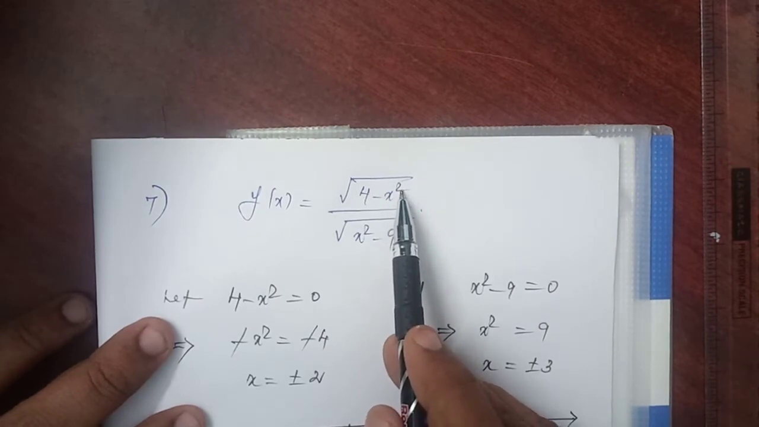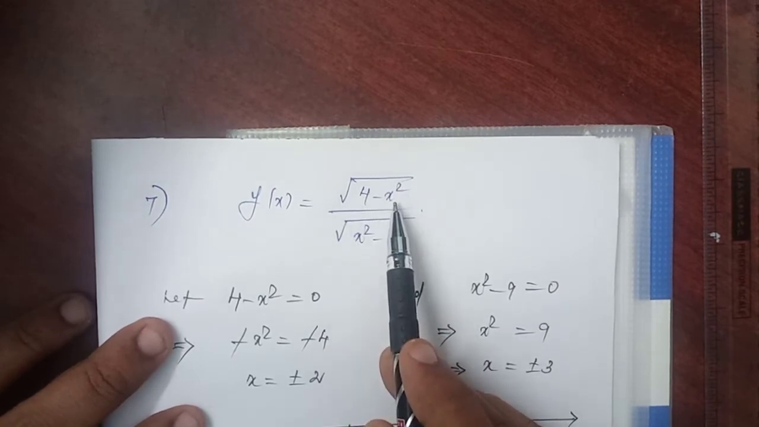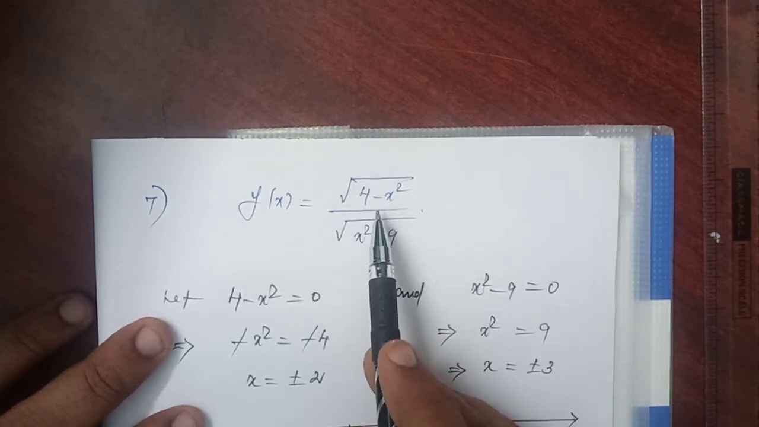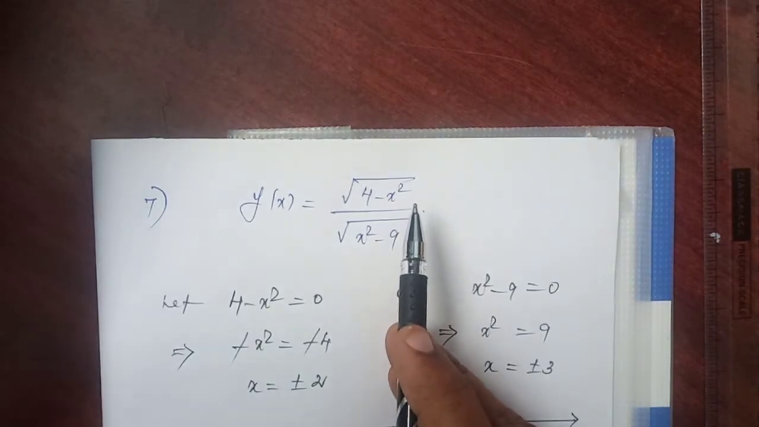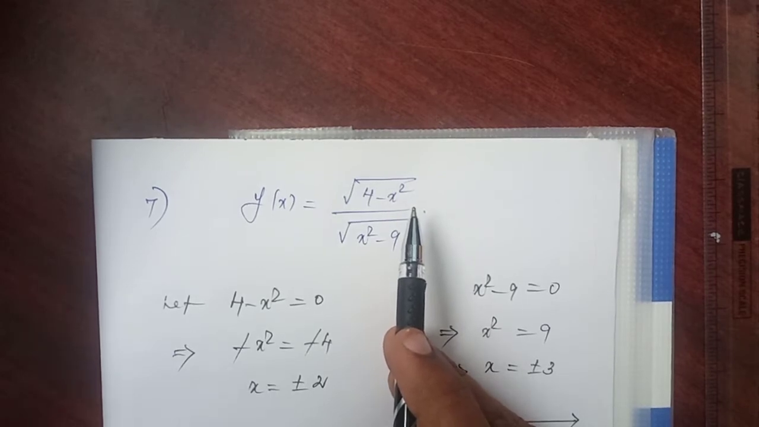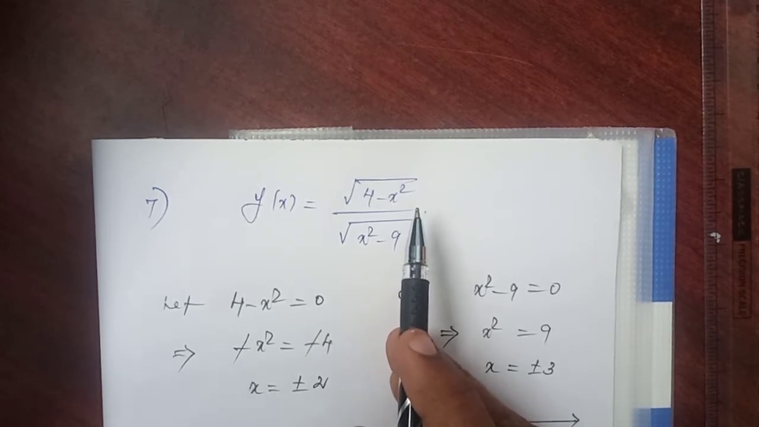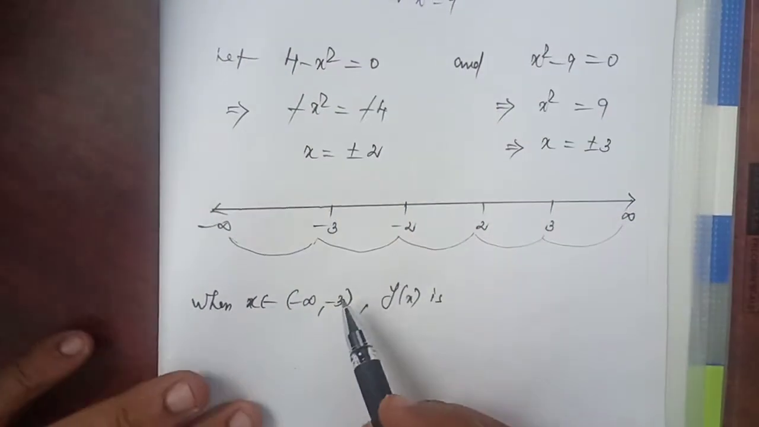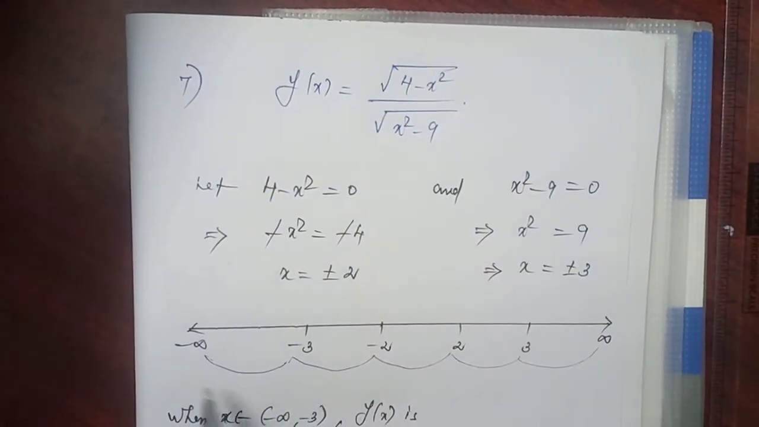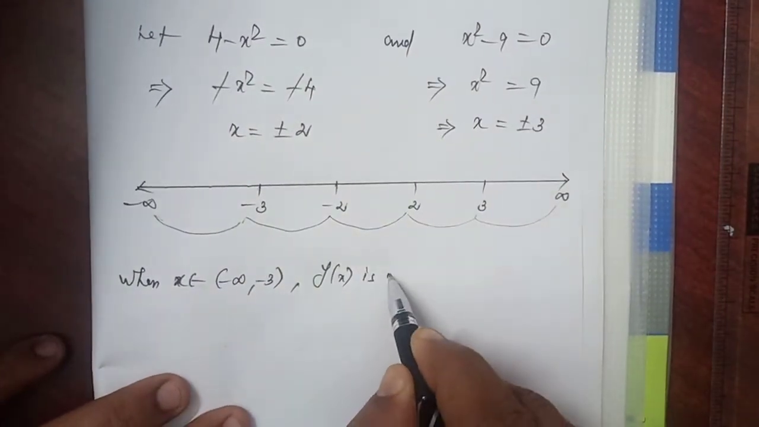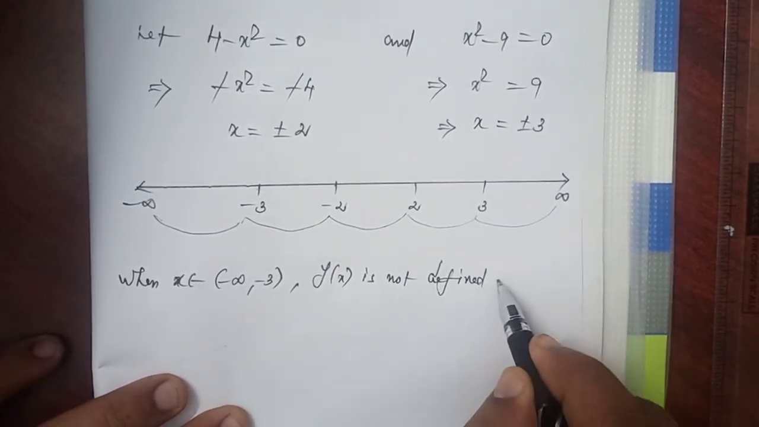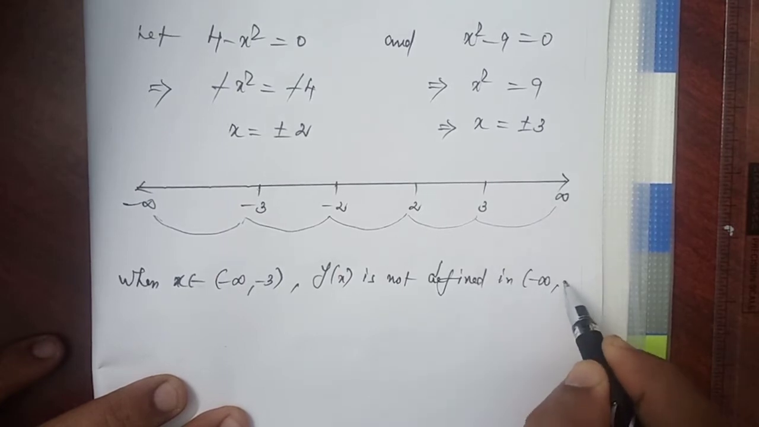Minus 4 the whole square equals 16. 4 minus 16 equals minus 12. The square root of minus 12 is an imaginary number. That's not a real number. If there is a negative sign inside the square root, you will get an imaginary number. So therefore f of x is not defined in this interval. You can directly write f of x is not defined in minus infinity comma minus 3.